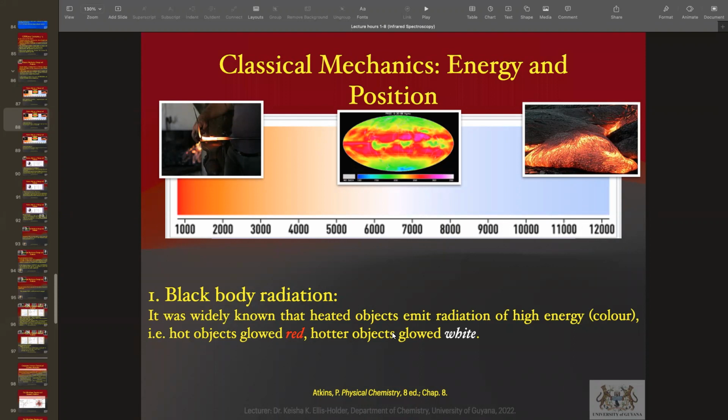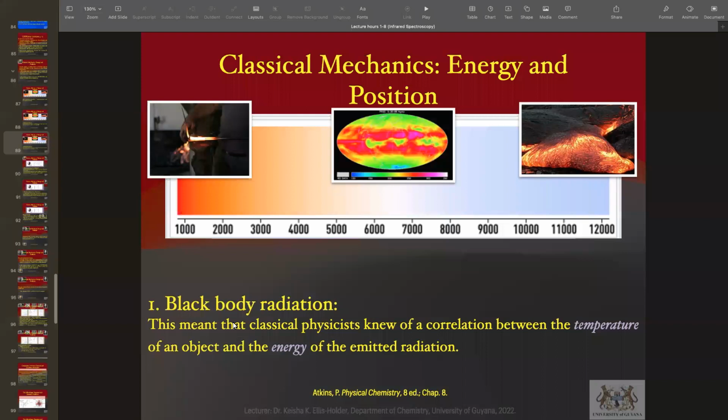The hotter the object, the more the color would shift towards the blue end of the visible spectrum. By then, it was already known that there was a correlation between wavelength and energy. So the observation was that as objects got hotter, the radiation they emitted was of higher energy, with a corresponding color associated with that energy. Classical physicists then sought to explain this correlation.